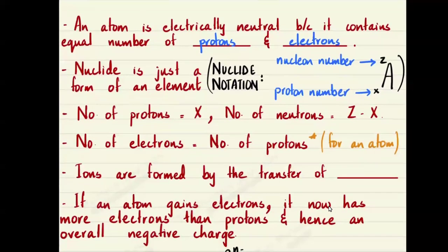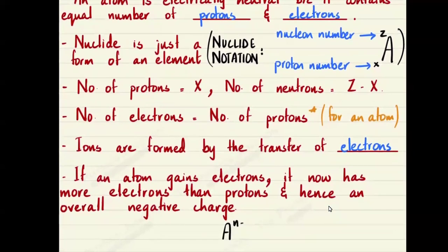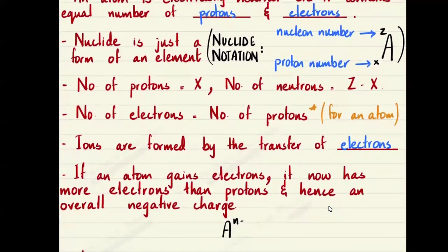Ions are formed by the transfer of electrons, right? Electrons are the ones which are loosely held in the orbit outside. The proton is pretty tightly bound inside the nucleus. So if an atom gains electrons, it now has more electrons than protons and hence an overall negative charge. So if it gains electrons, previously when it was an atom, the electrons and protons were equal. But now if it has more electrons, then this means that it would have an overall negative charge.